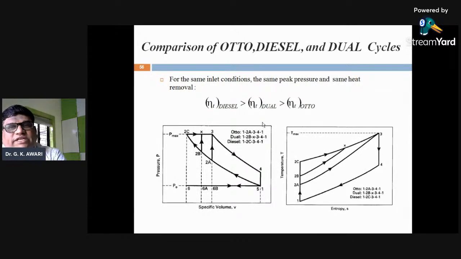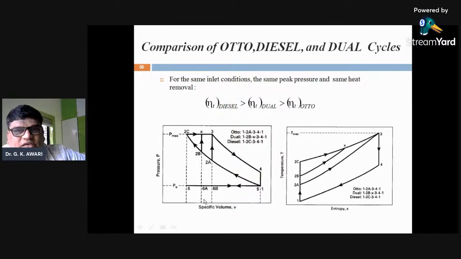Now we will go to the next comparison of the Otto cycle, diesel cycle and the dual cycle. For the same inlet condition, the same peak pressure and the same heat removal, the efficiency of the diesel cycle is greater than the efficiency of the dual cycle and the Otto cycle. Here, what change are we seeing for the same inlet condition, same peak pressure and same heat removal?